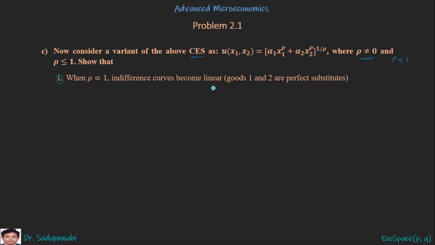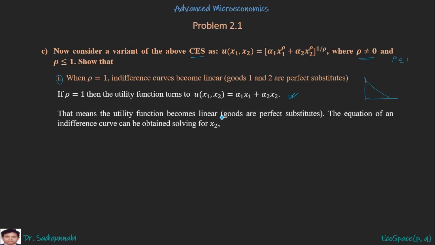That means good 1 and 2 are perfect substitutes. That means when rho equals 1, the utility function becomes u(x1, x2) equals alpha 1 x1 plus alpha 2 x2. So this means that the utility function becomes linear and goods are perfect substitutes, and this is only when two goods are perfectly substitutes.